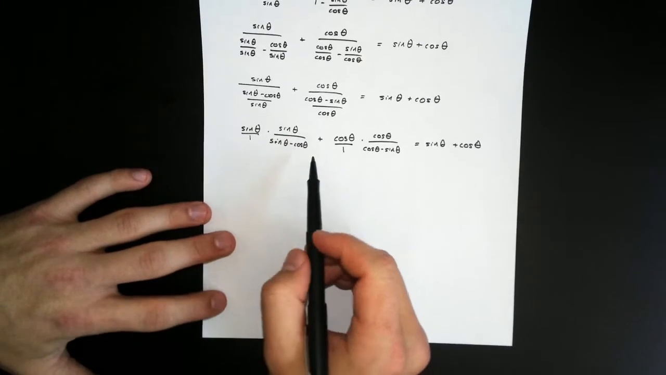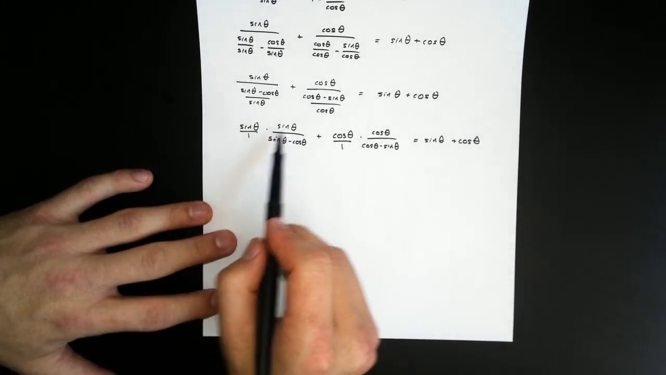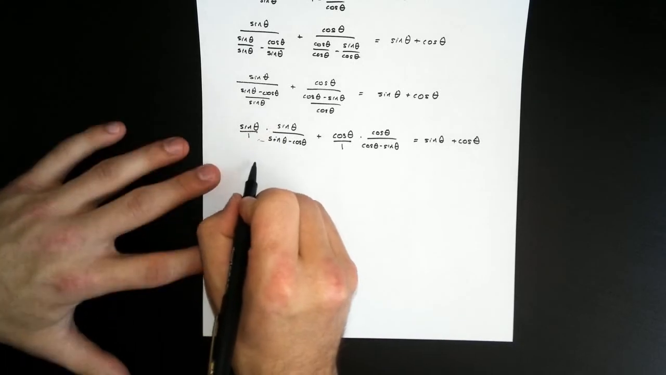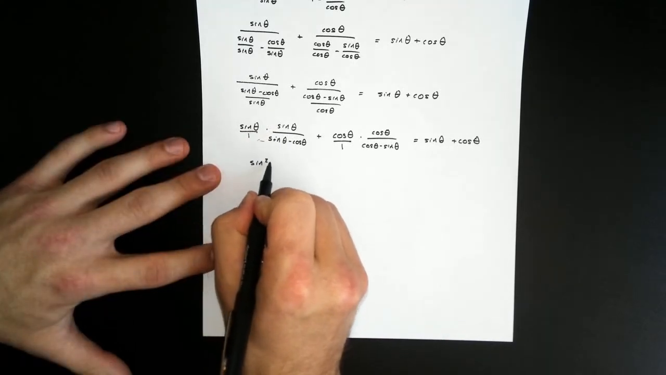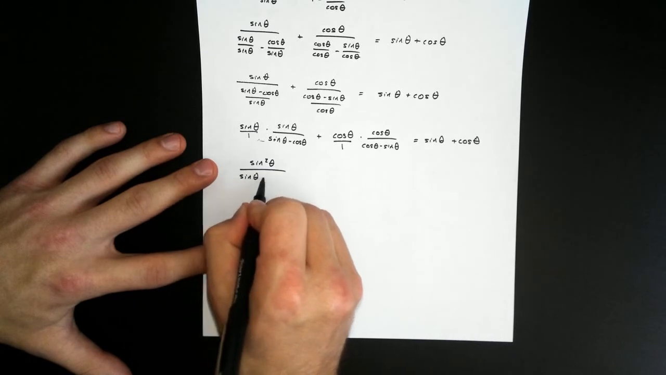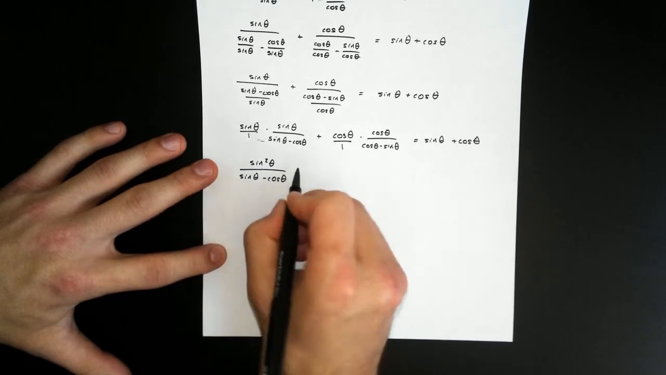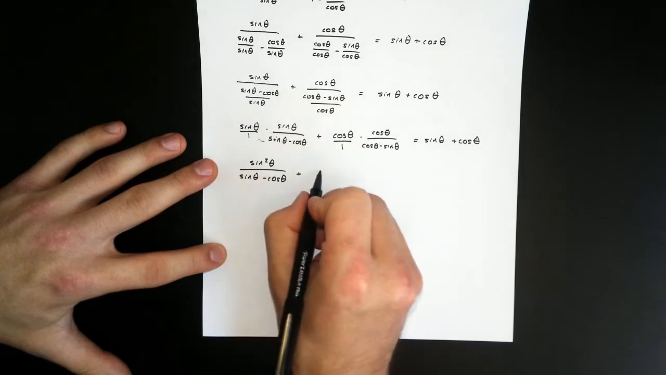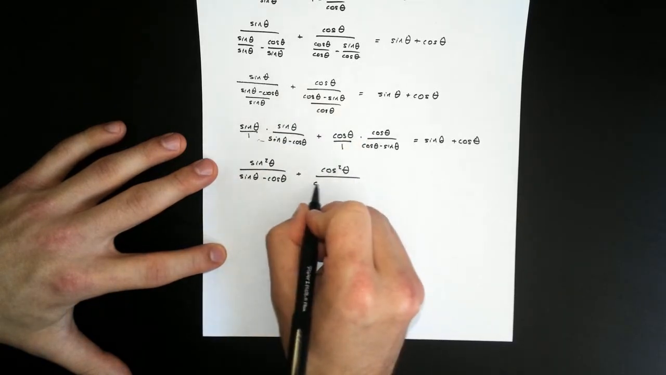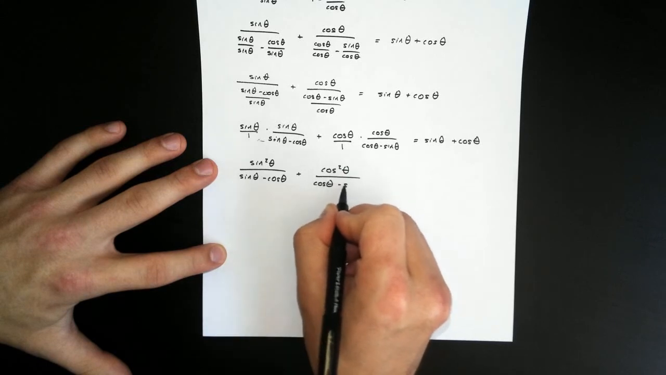Then multiplying these fractions together, we multiply the numerators, multiply the denominators. So that's going to be sine squared of theta over sine minus cosine. And then in the second one we have cosine squared over cosine minus sine.